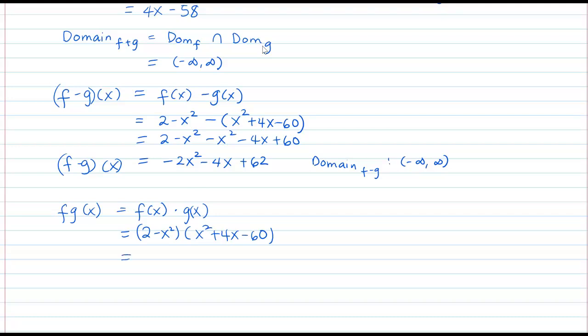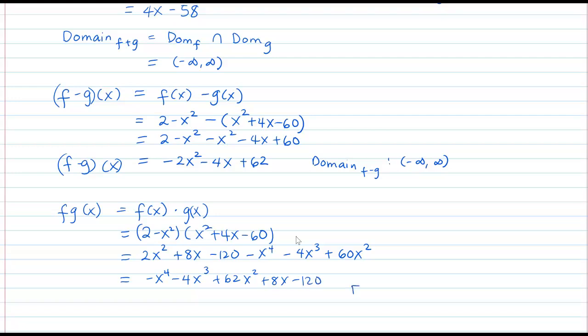And this is equal to, you just distribute this to each term in that parenthesis and also this term to each term here. So you will have 2x squared plus 8x minus 120 minus x to the fourth minus 4x cubed plus 60x squared. And then combine similar terms. So you have negative x to the fourth minus 4x cubed plus 62x squared plus 8x minus 120.